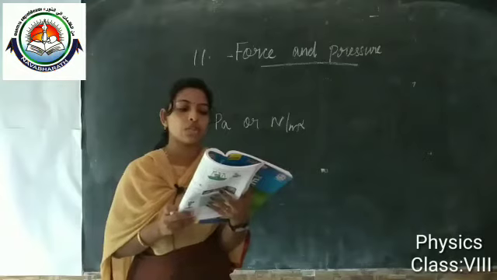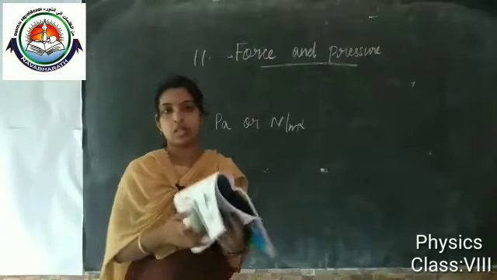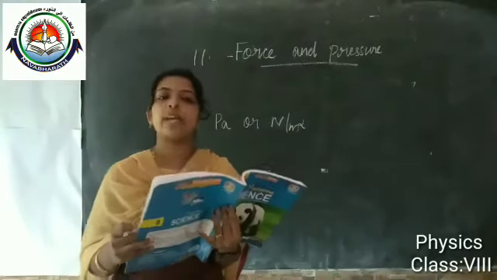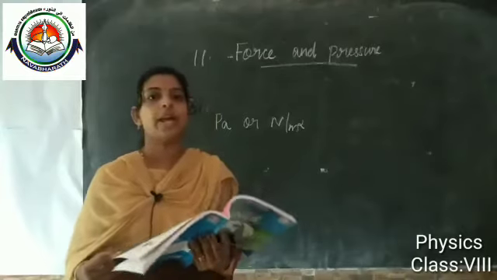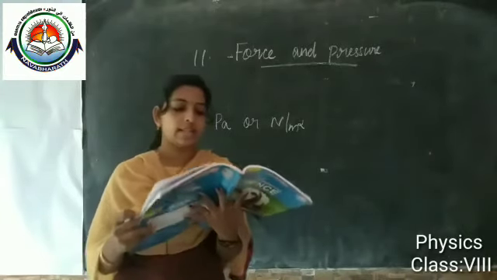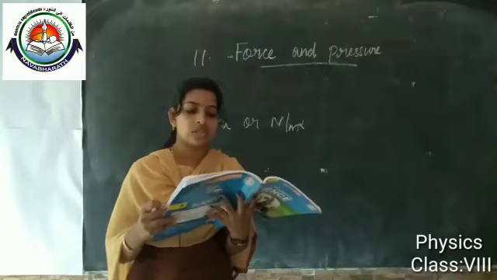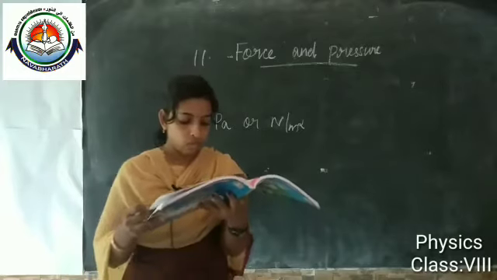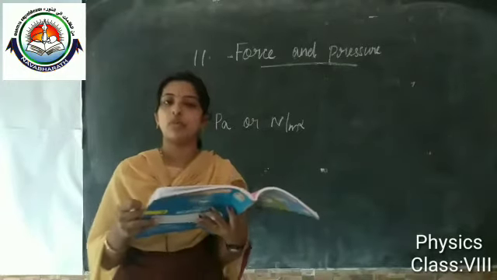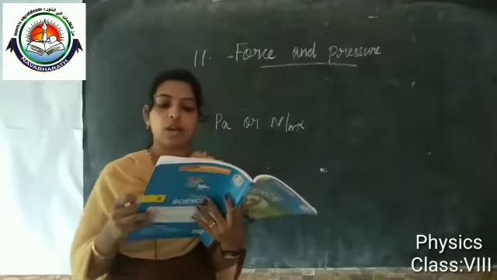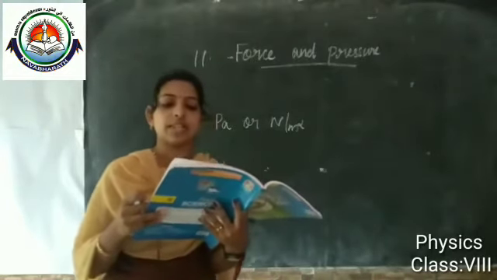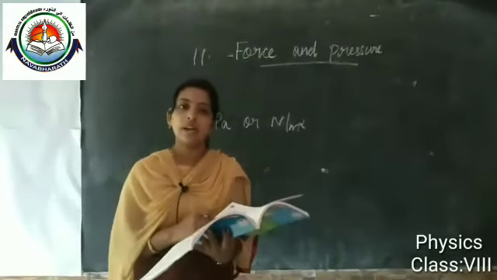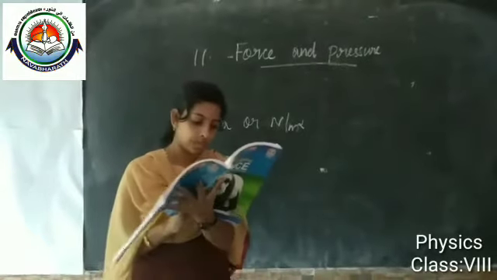Force can cause motion in a stationary object. That is the first effect. Second, force can stop a moving object. Third, force can change the direction of motion of a moving object. Fourth, force can change the speed of a moving object. And fifth, force can change the shape and size of an object. These are the 5 effects of force.